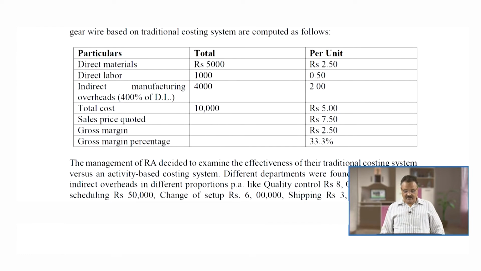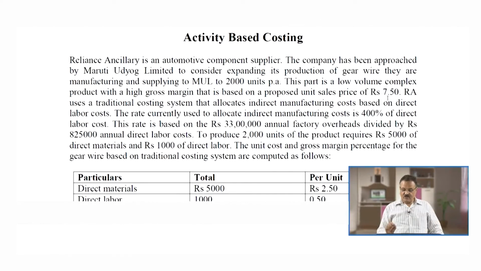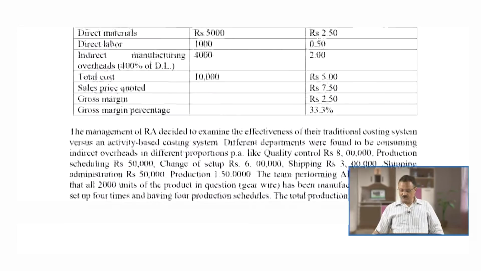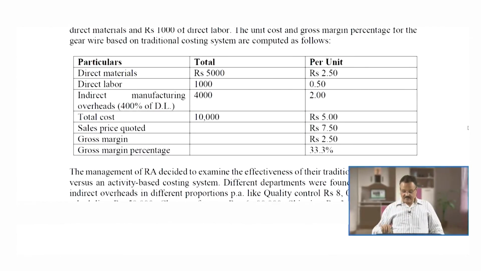That is 5 rupees, because they are manufacturing 2000 units of this product. So, total cost, both direct and indirect, works out as 10,000 rupees, and per unit cost is 5 rupees. What is the selling price? The selling price is offered to them, given in the upper part. It is being offered by Maruti, and Maruti is saying that we need more units from you. So, expand the production and we will buy this product from you at 7.5 rupees.